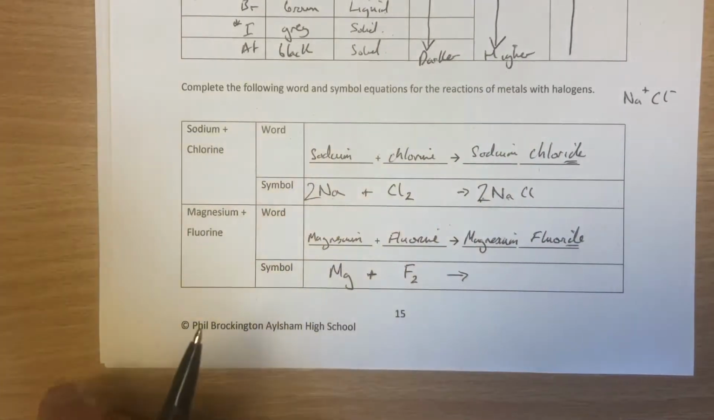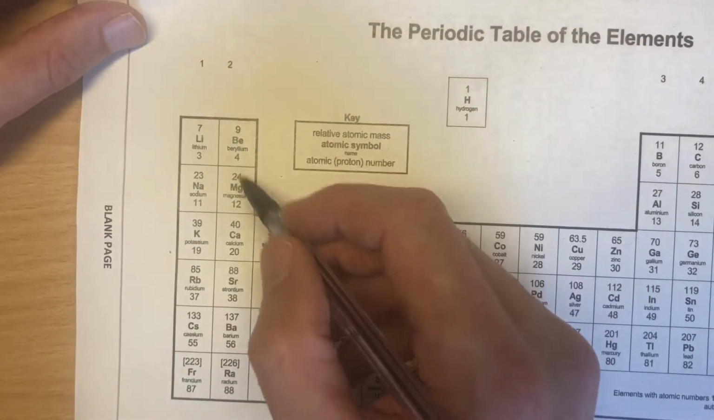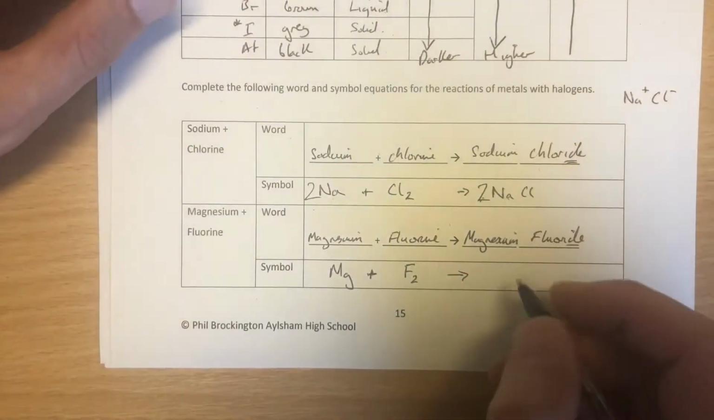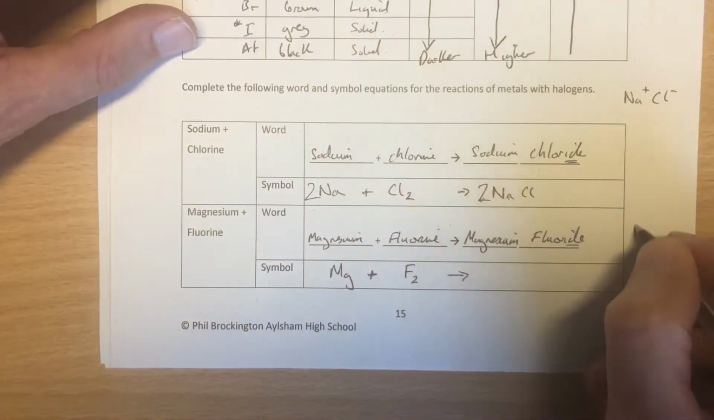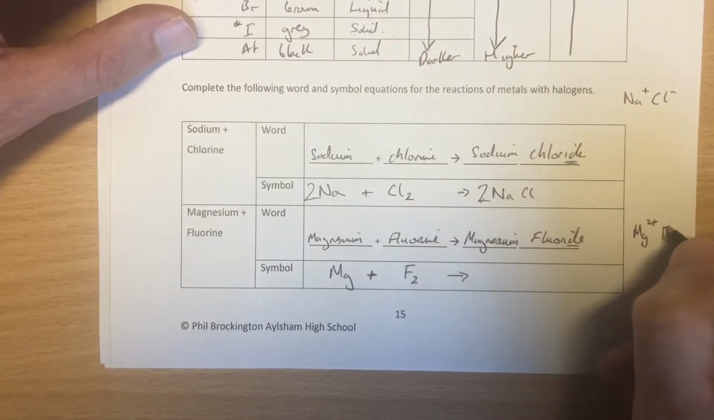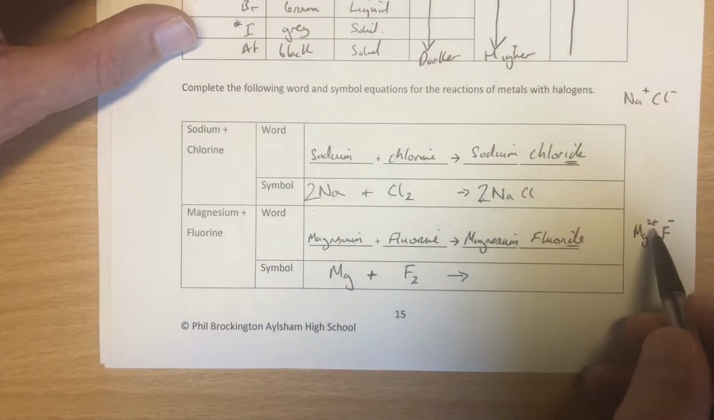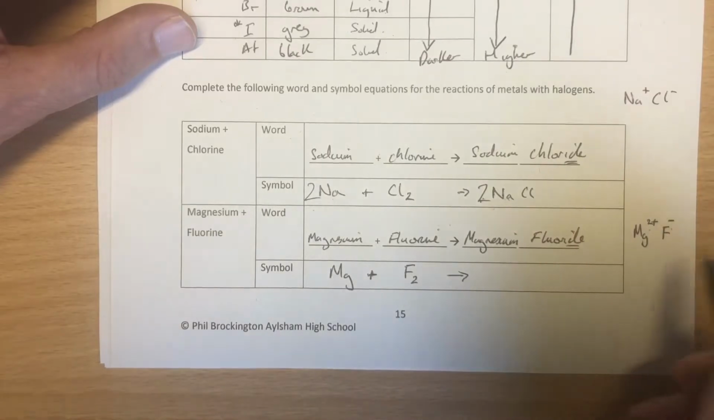Again, we need to look at the periodic table to find the charges that the ions will form. Magnesium is in group 2, so it has 2 electrons in its outer shell. So when it forms a compound, it wants to lose those 2 electrons. So it ends up being Mg2+. Fluorine is a halogen, and like all halogens, it's group 7, so it only wants to gain 1 electron, so it becomes F-.